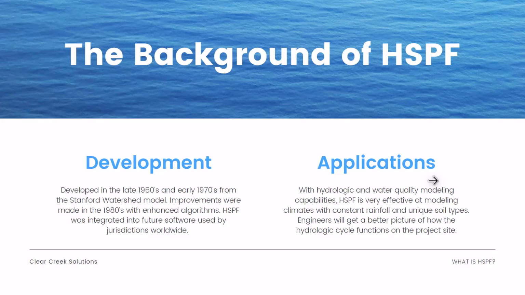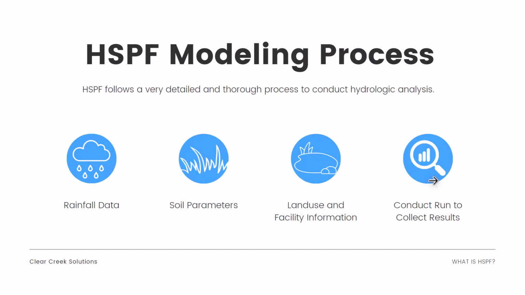So what's the background of HSPF? Well, it was developed in the late 1960s and early 1970s from the Stanford watershed model. Improvements were made in the 1980s with enhanced algorithms, and HSPF was integrated into future software used by jurisdictions worldwide. And with hydrologic and water quality modeling capabilities, HSPF is very effective at modeling climates with constant rainfall and unique soil types and conditions. And engineers will get a better picture of how the hydrologic cycle functions on their project site, as opposed to using a single event method.